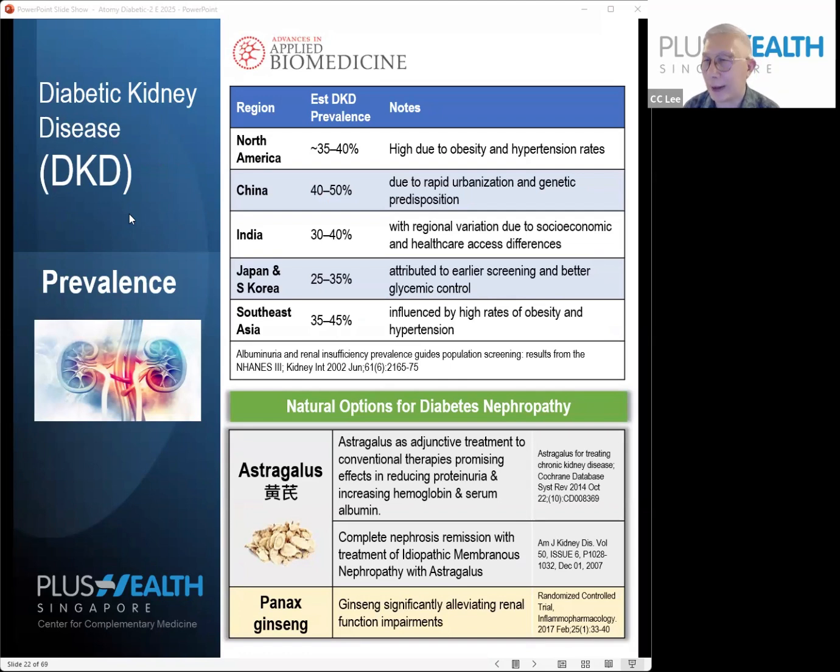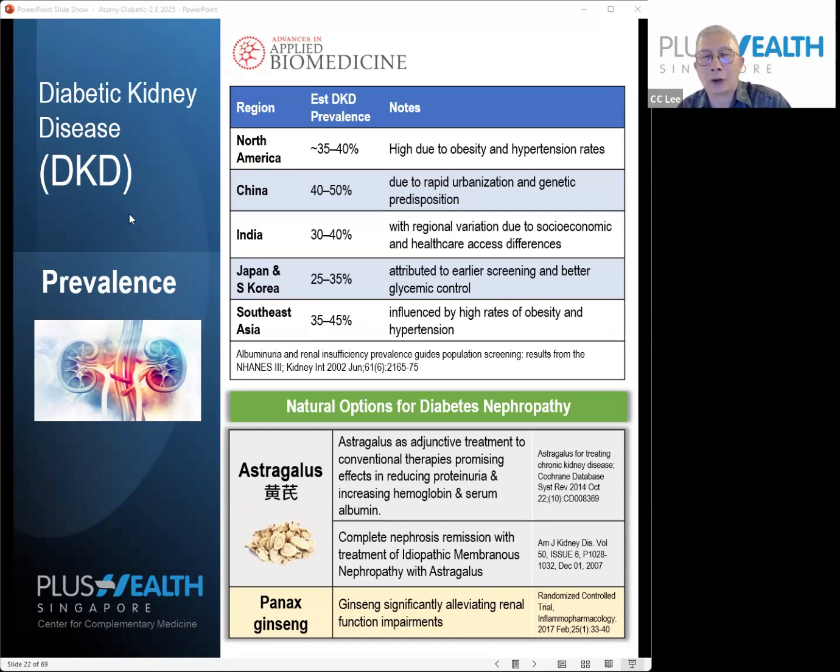Okay, now how prevalent is diabetic kidney disease, right? These are some of the statistics just for your reference. In North America, the estimated DKD prevalence is about 35 to 40%, mainly due to the high obesity and hypertension rates.